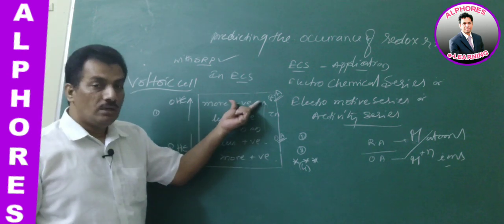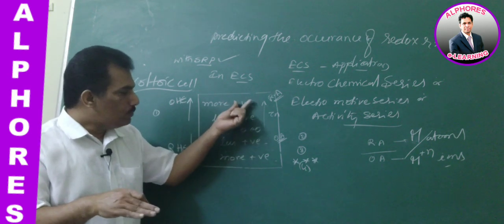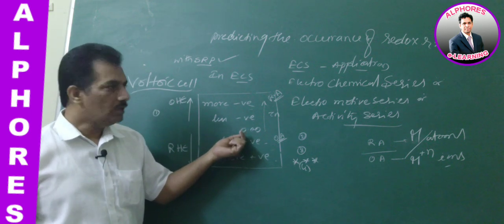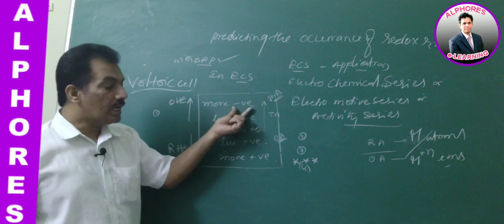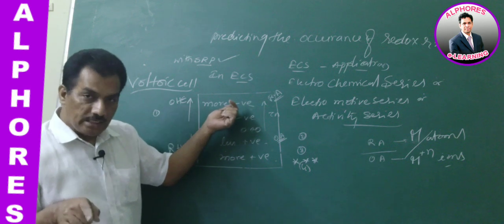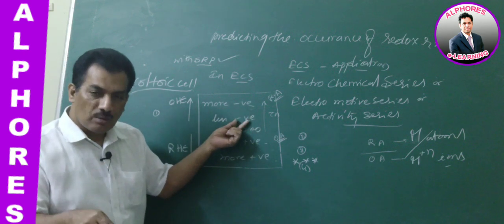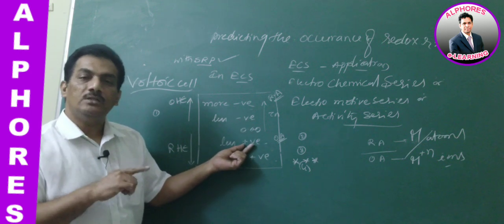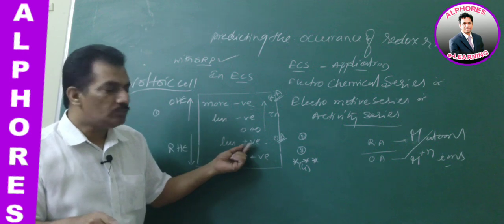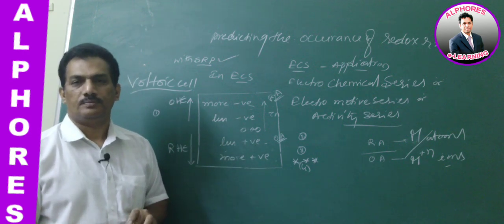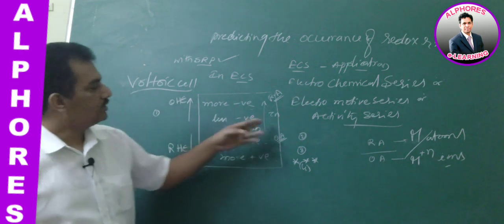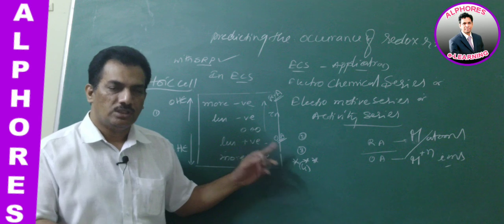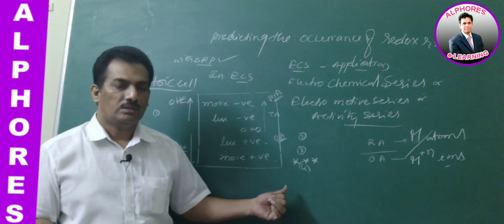The above metal can displace the below metal from its salt solution. Again I am repeating, the above metal, that is the more negative SRP metal, can displace the less negative SRP metal or positive SRP metal from their salt solution. Solution means aqueous solution. Clear? For example, zinc can displace copper from its salt solution, just what we are observing in the case of the Daniell cell.